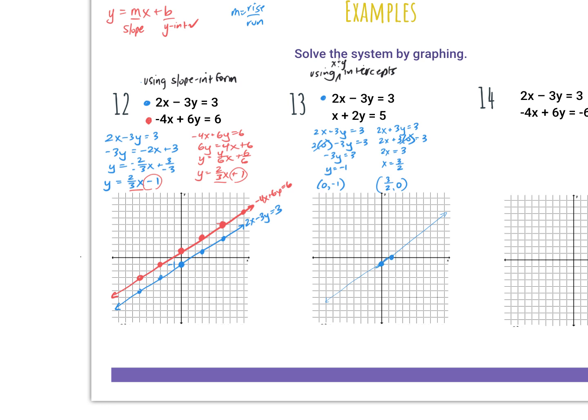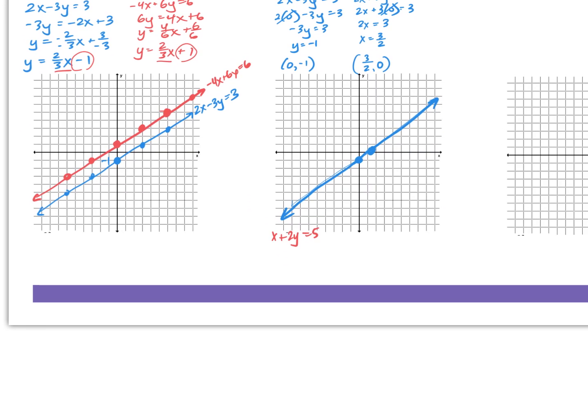I don't know why my graph is so skinny. Let me do that again. There we go. So I graph using intercepts. I find those two points. Now I'm going to do the same thing for the red equation. So for the red one again, I've got x plus 2y equals 5.